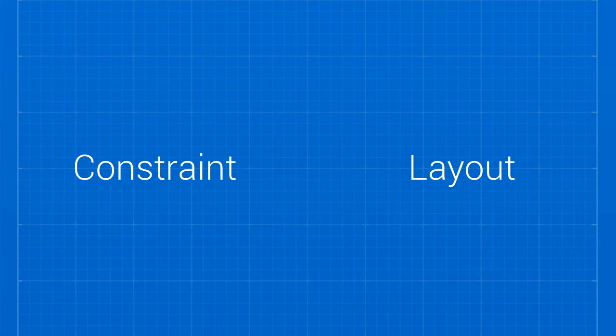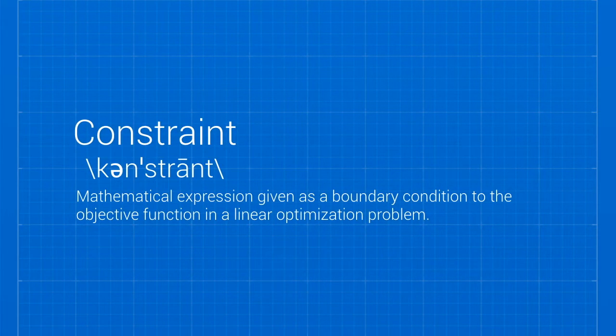So it turns out, and this surprised me because I'm not really a math guy, that the term constraint is a math term. It comes from solving systems of linear equations. And that is relevant because it turns out that that's how Constraint Layout does its work. So a constraint, in the way that Google is using the term, is essentially a mathematical expression given as a boundary condition to the objective function in a linear optimization problem.